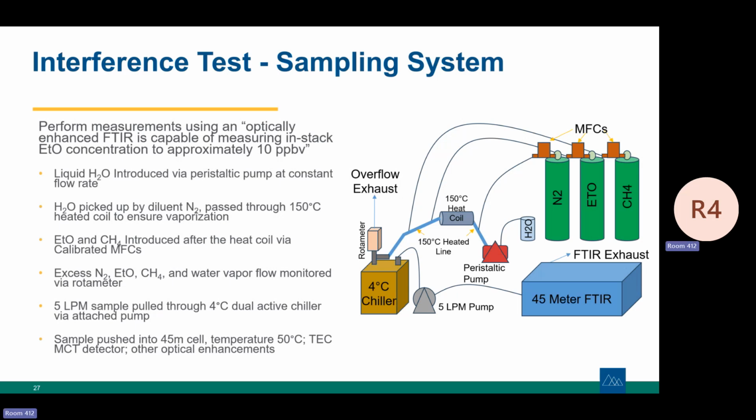We had a 5 liter per minute sample pulled through the chiller. The chiller helps knock down the water before the sample cell, tested at 50 degrees C in a 45 millimeter cell. Meter. I don't know why I say millimeter. It would be much smaller, easier to evacuate, if it was millimeter.